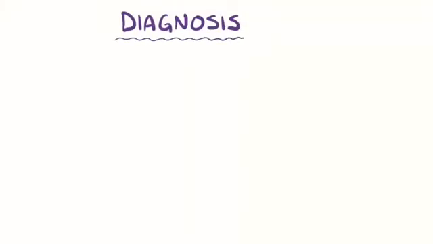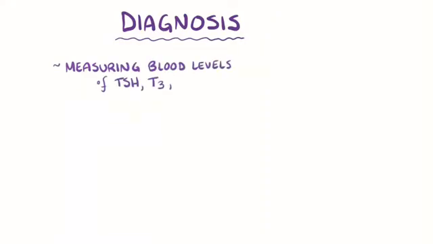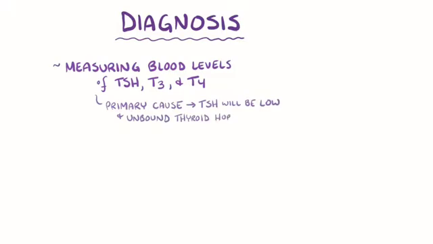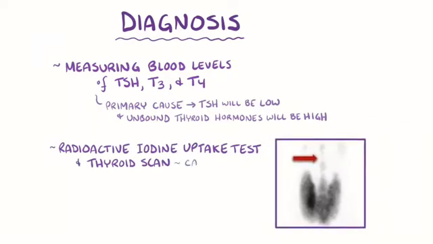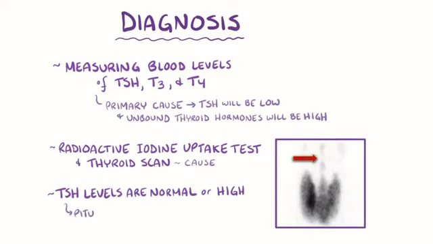Diagnosing hyperthyroidism is done by measuring blood levels of TSH, T3, and T4. If it's due to a primary cause, TSH will be low and unbound thyroid hormones will be high. Once hyperthyroidism is confirmed, a radioactive iodine uptake test and thyroid scan help to determine the specific cause of the disorder. If blood levels of TSH are normal or high, this points to a pituitary tumor, which can be confirmed by injection of thyrotropin-releasing hormone.